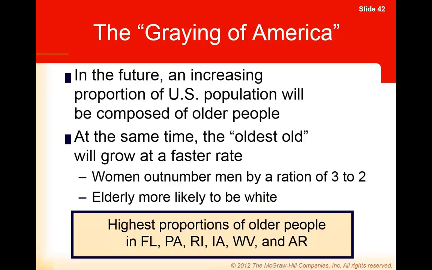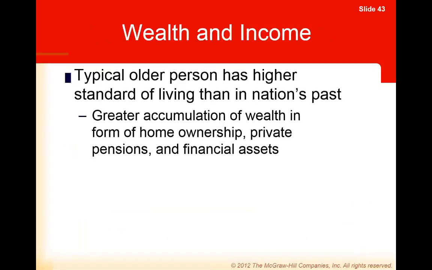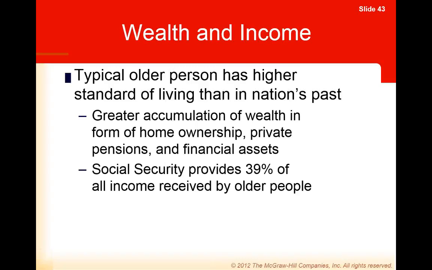Women will outnumber men by a ratio of 3 to 2, and elderly are more likely to be white because of the better health outcomes for white people. You find Florida, Pennsylvania, Rhode Island, Iowa, West Virginia, and Arkansas have the highest proportions of older people, not old people, but older people. Typically, a typical older person has higher standards of living now than in the nation's past. If you think about it, many retired people own their homes and can actually draw the wealth back out of that. Private pensions and financial assets, and then the Social Security plan, which is essentially just a retirement fund that's controlled by the government.